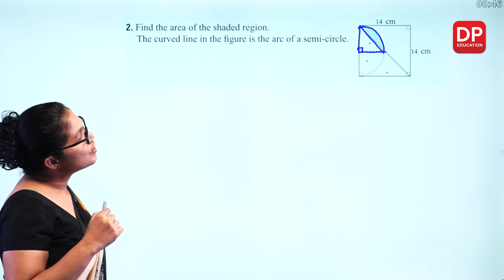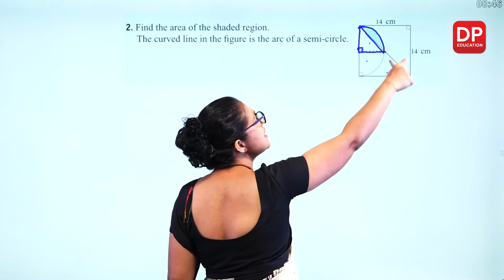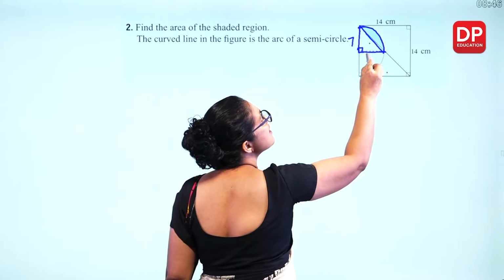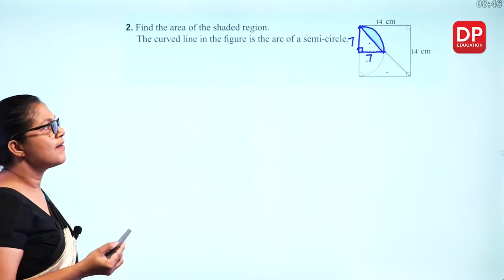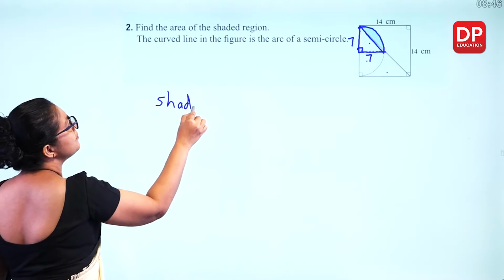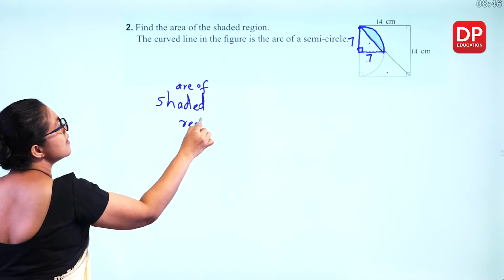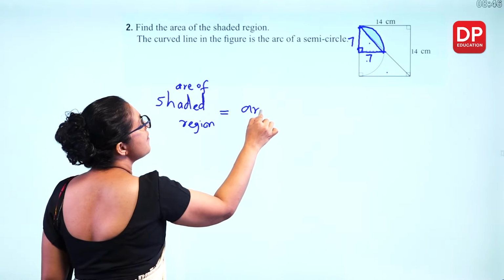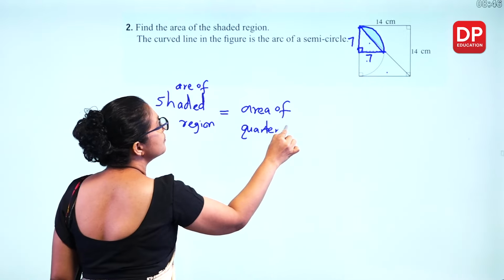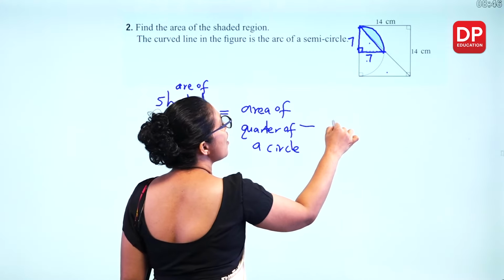So here, when you take the quarter of a circle, what is the radius? This whole length, the diameter is 14. So we know that this is 7. And also this is the radius. So this is also 7. So easily you can find out area. So the area of the shaded region is equal to area of quarter of a circle subtract the area of the triangle.